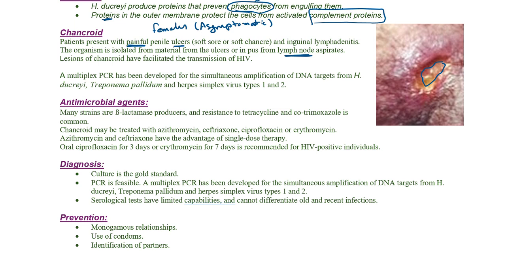There is a correlation between HIV transmission and chancroid lesions. So many reports clarify that lesions of chancroid have facilitated the transmission of HIV, and severity of chancroid might be worse in patients who are HIV positive, and this is related to low CD4 count.